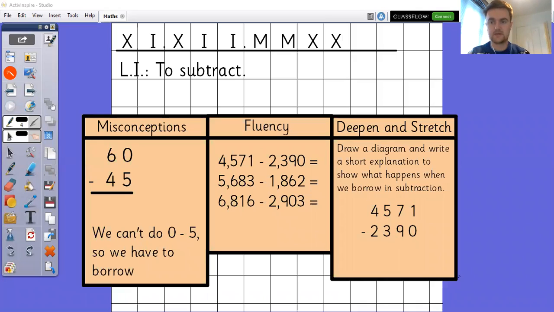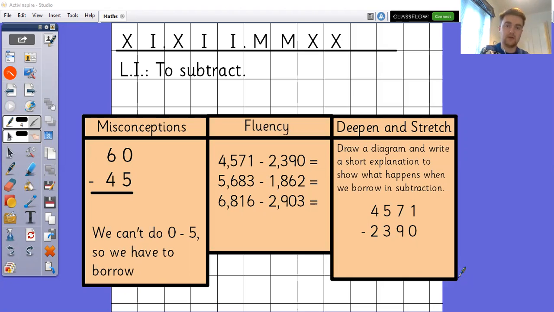On our first slide, just a quick misconception that I'd like to address. In our Puma papers, quite a lot of people, when they were trying to do 60 take away 45, were doing 0 take away 5 and got 5 from it. Now, you can't take 5 away from 0, so we do need to borrow from next door. Subtraction is not commutative, it can't be done in both ways. So a lot of people were 10 out with that answer because they forgot to borrow. Just remember that if we've got 0 take away something, unless it's 0, we do need to borrow.